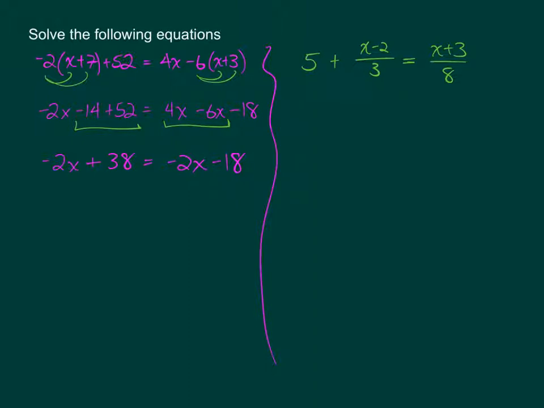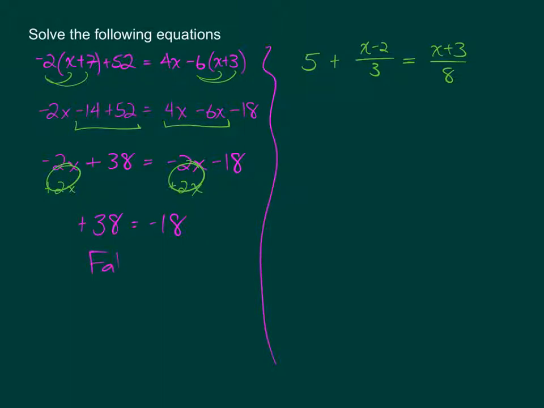Again, we need to move the smaller number of x's from one side to the other. But this time the number of x's is the same, -2x's and -2x's. So I'm going to add 2x's to make that 0. And that means I have to add 2x's to the right side of the equation as well. Now I'm left with 38 equals -18.